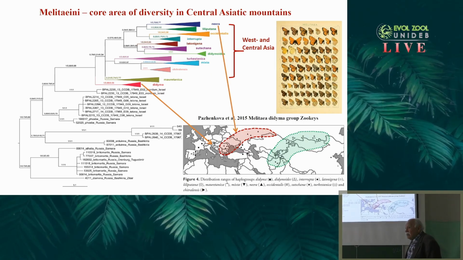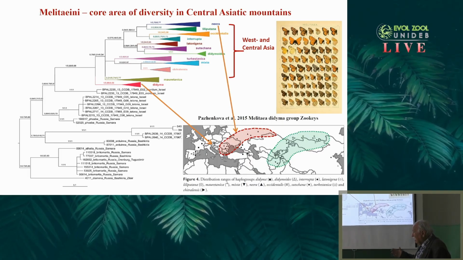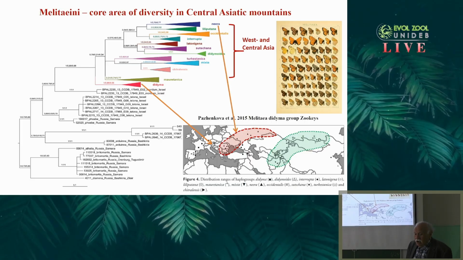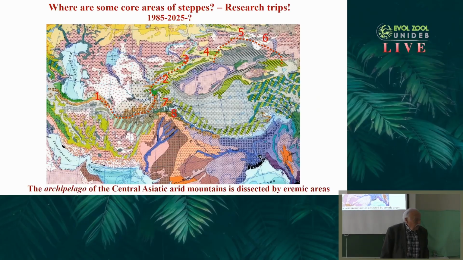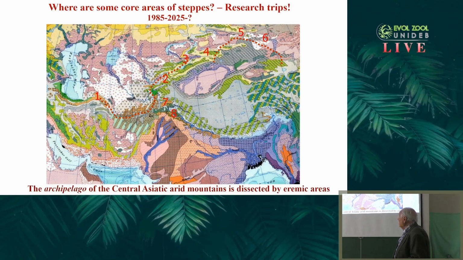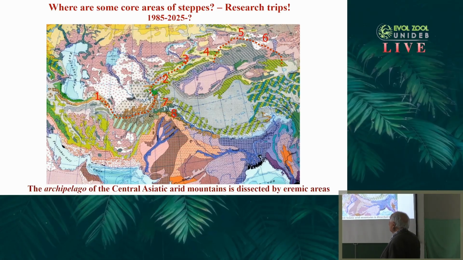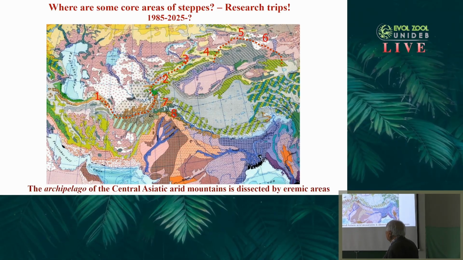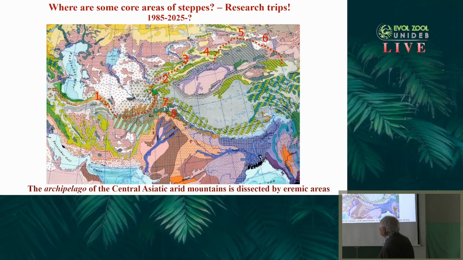The Noctuid moths are much more diverse. For example, only the genus Euxoa consists of more than 300 species. And what was my program? My program, during 40 years, was to visit these mountain areas, and these mountain areas are usually separated by deserts.